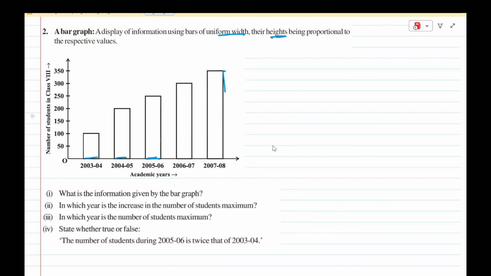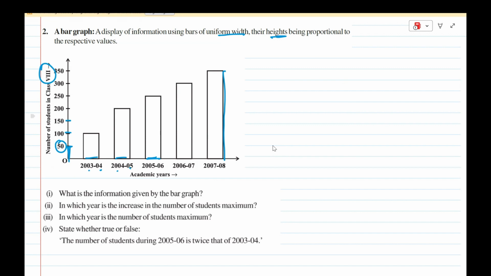And their height. Height means the vertical thing. This one represents the values of the data. Like here, for 1 centimeter, I have denoted 50. Means from here to here, the number of students in class 8th is 50, then this is 100, this is 150, and so on. So see, what this data is about: it says the number of students in class 8th. In the year 2003 to 2004, there were 100 students in class 8th. In 2004-2005, it increased to 200. Like that, we can see from here that the number of students in class 8 is increasing.